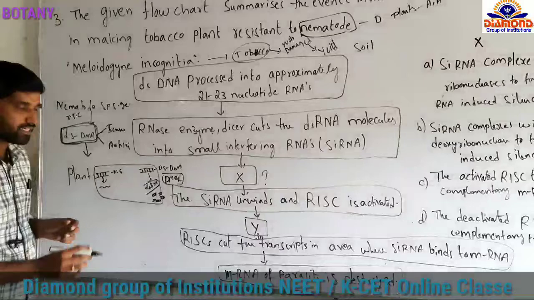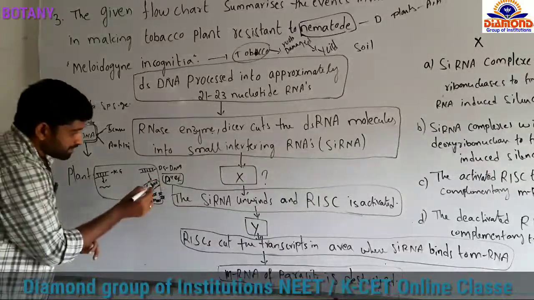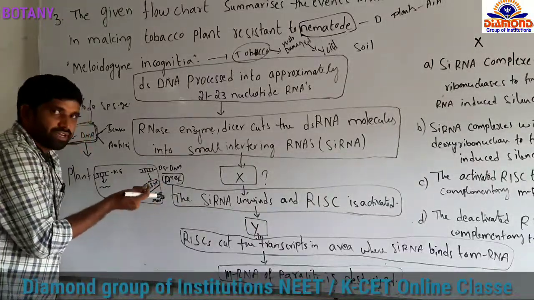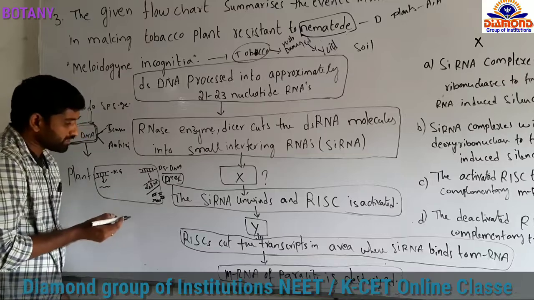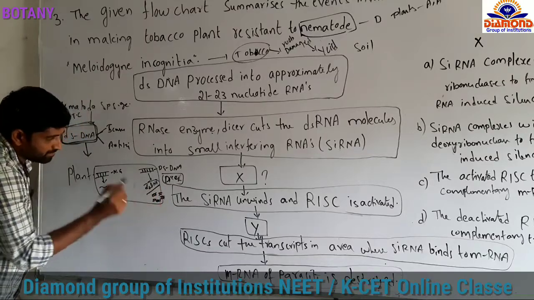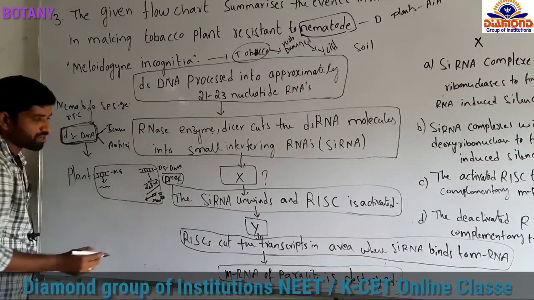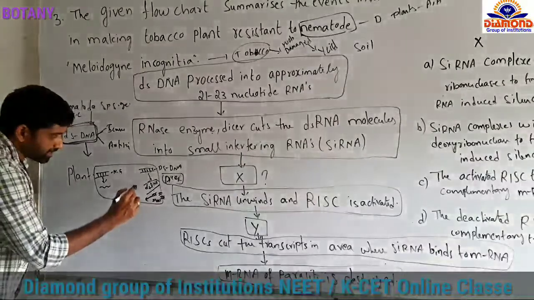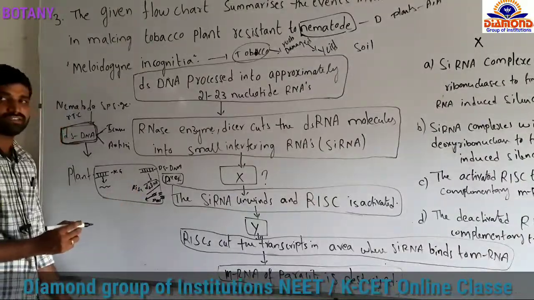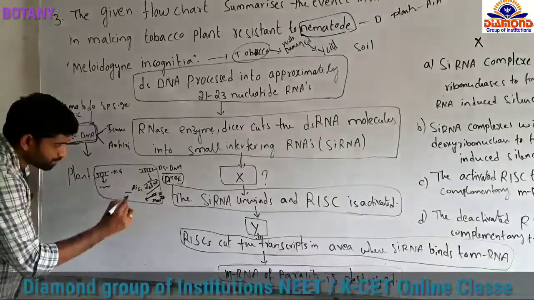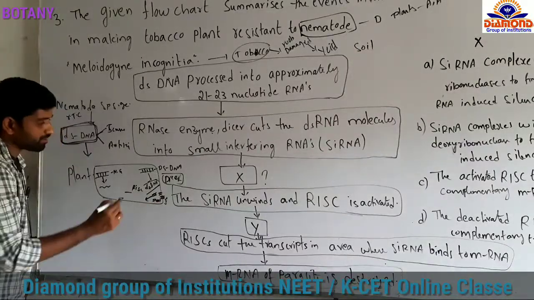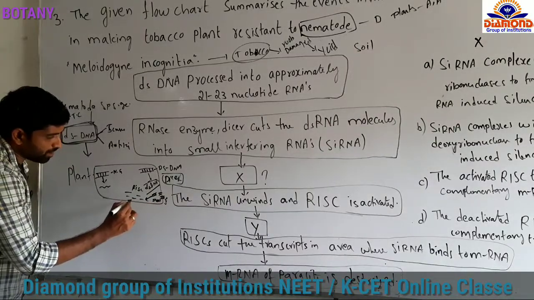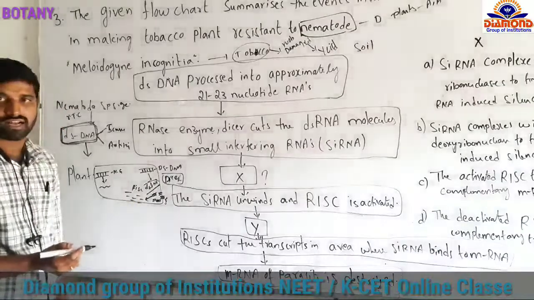Now dicer enzyme will cleave the double-stranded RNA into many small double-stranded RNAs. So now the dicer enzyme works after the formation of small double-stranded RNAs. Here the RISC enzyme, RNA induced silencing complex, acts, and the small fragments of the double-stranded RNAs are separated and formed into small single-stranded RNAs.